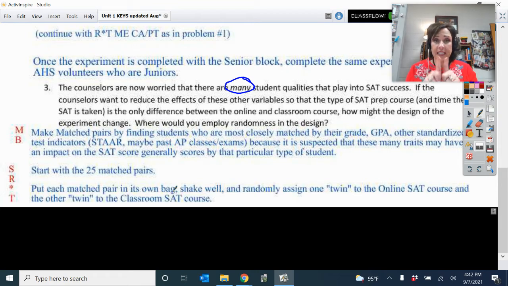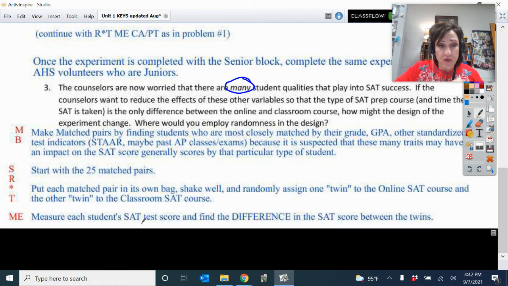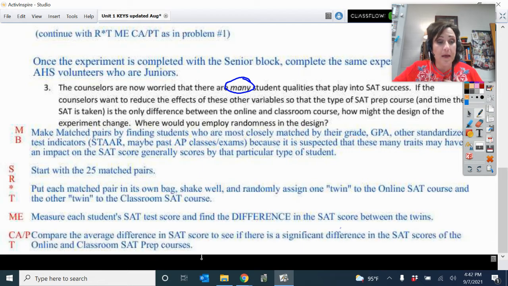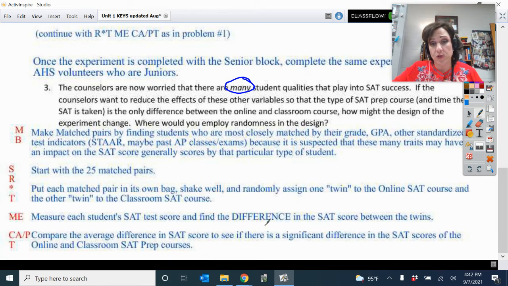So that's why I felt it needed to be twins, so that we're just comparing this student's results to this student's results. So we're going to put each of the pair in its own bag, shake well, randomly assign one twin to the online SAT score and one to the classroom one. So that's my SRAT. Measure each student's SAT score and find the difference between those twins, and compare the average difference between the two groups to see if there's a significant difference in the online and classroom SAT prep.